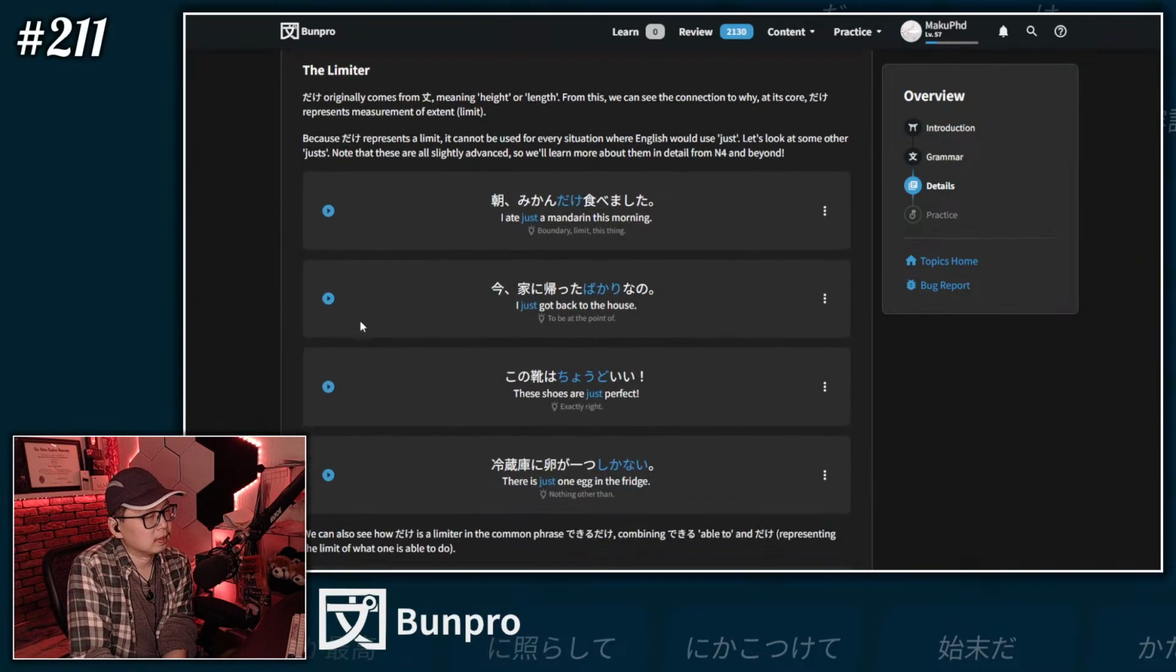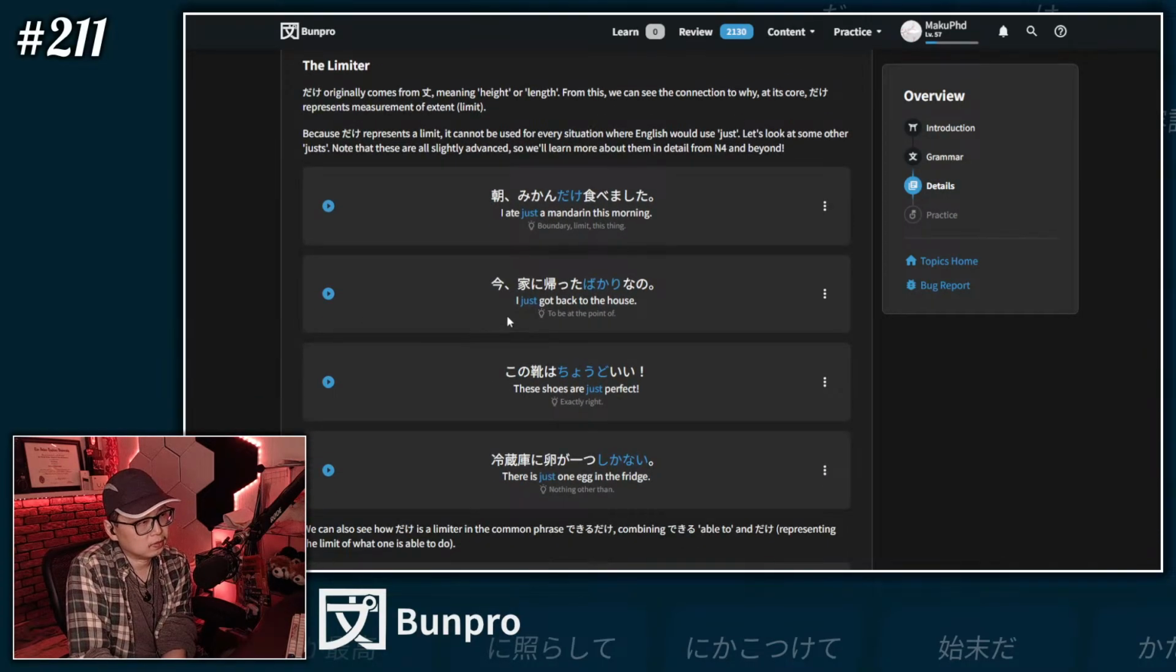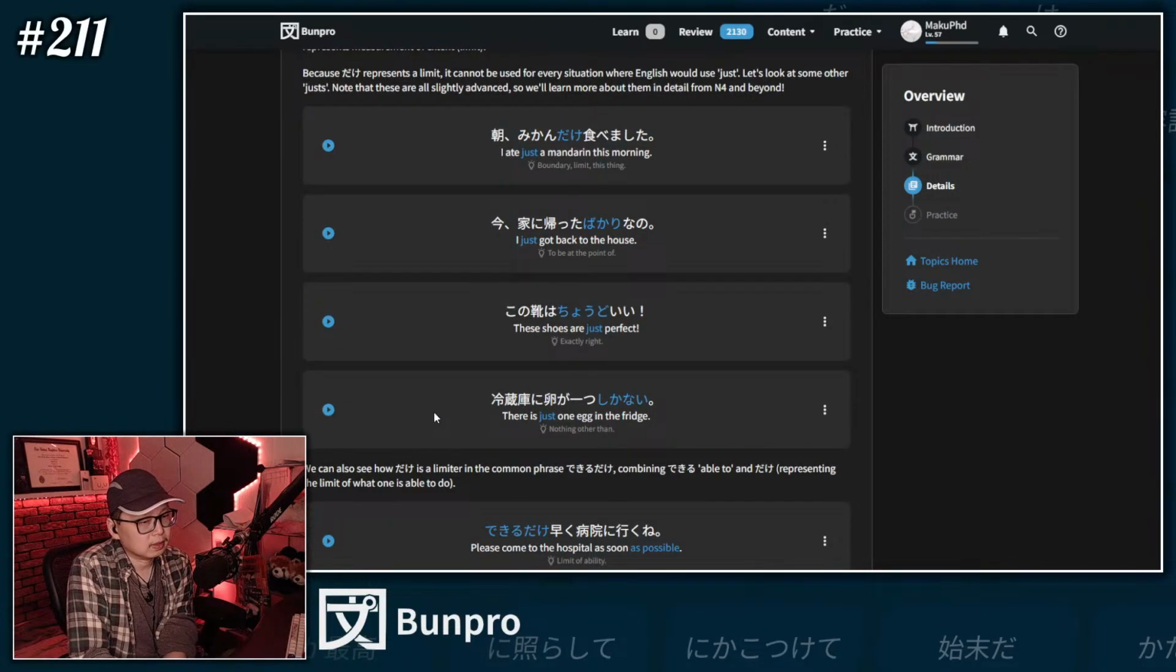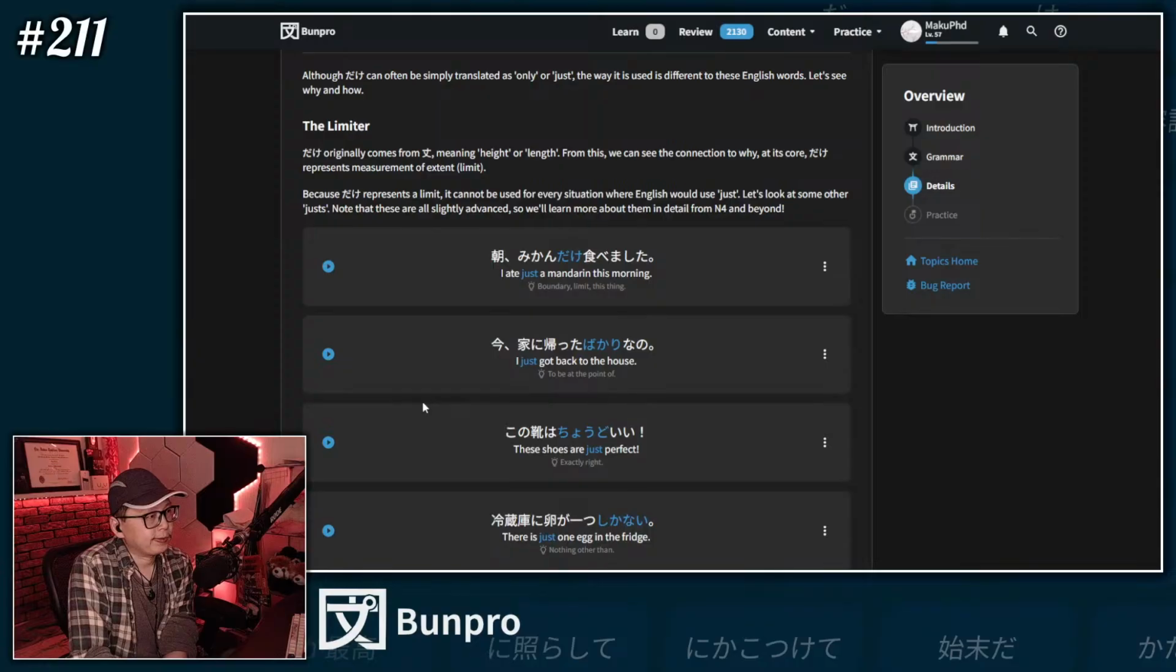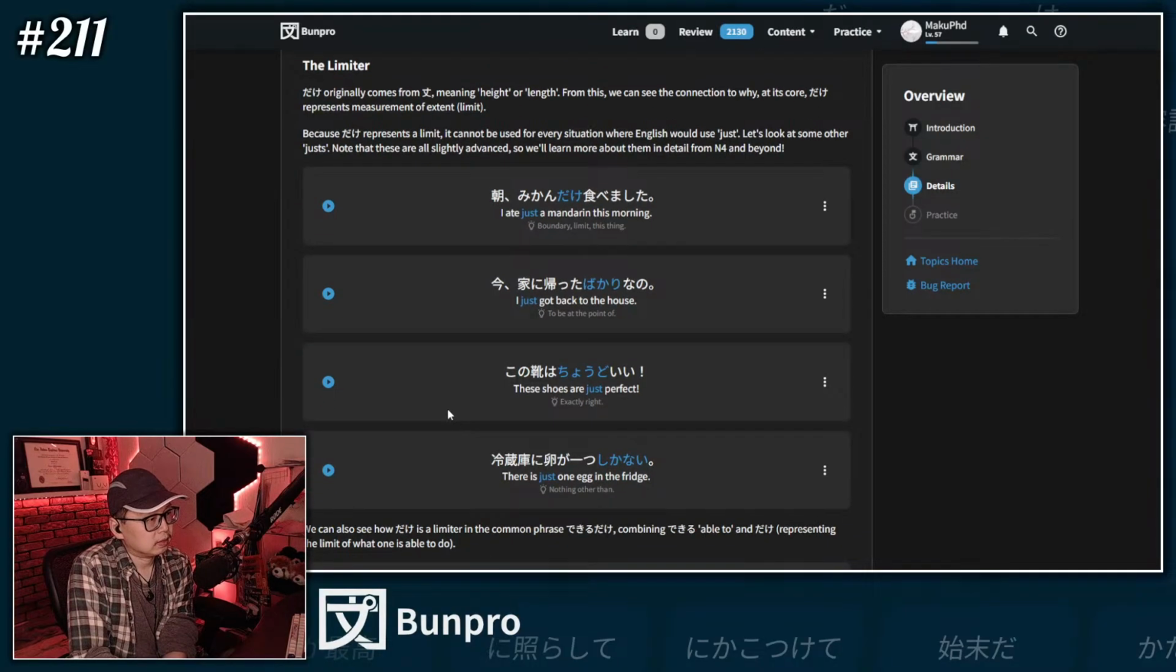So, yeah, they're demonstrating that in English, you can use just in all of these points. However, dake only implies limit. It does not imply to be at the point of, which is bakari. And when something is just right, chodo, right? Just exactly, it uses chodo as opposed to dake. And then shika nai is nothing other than, right? So there isn't anything other than the stuff before it. That's what they're trying to demonstrate here, just.